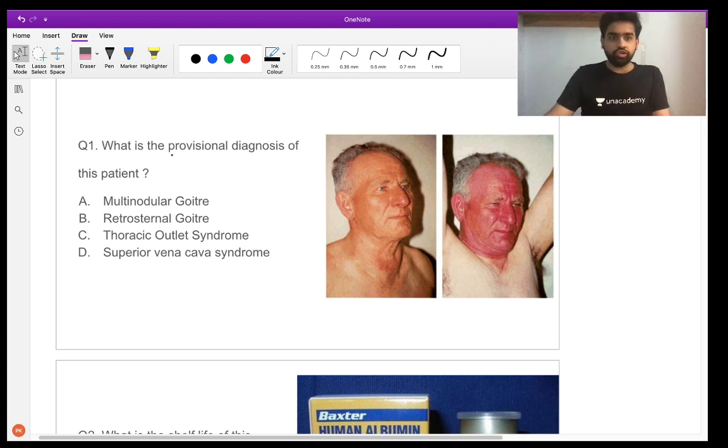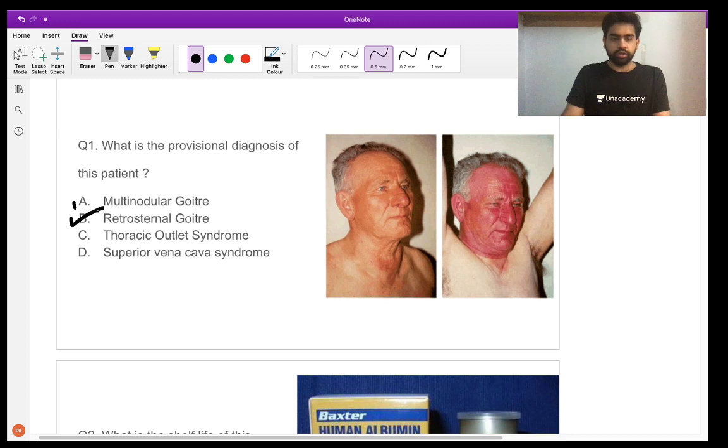Okay, so Jyoti is saying that it is superior vena cava syndrome. So Jyoti, why are you saying it as a superior vena cava syndrome? Well, actually the answer is wrong. The answer to this particular question is multinodular goiter. Sorry, I'm really sorry. It's a retrosternal goiter.